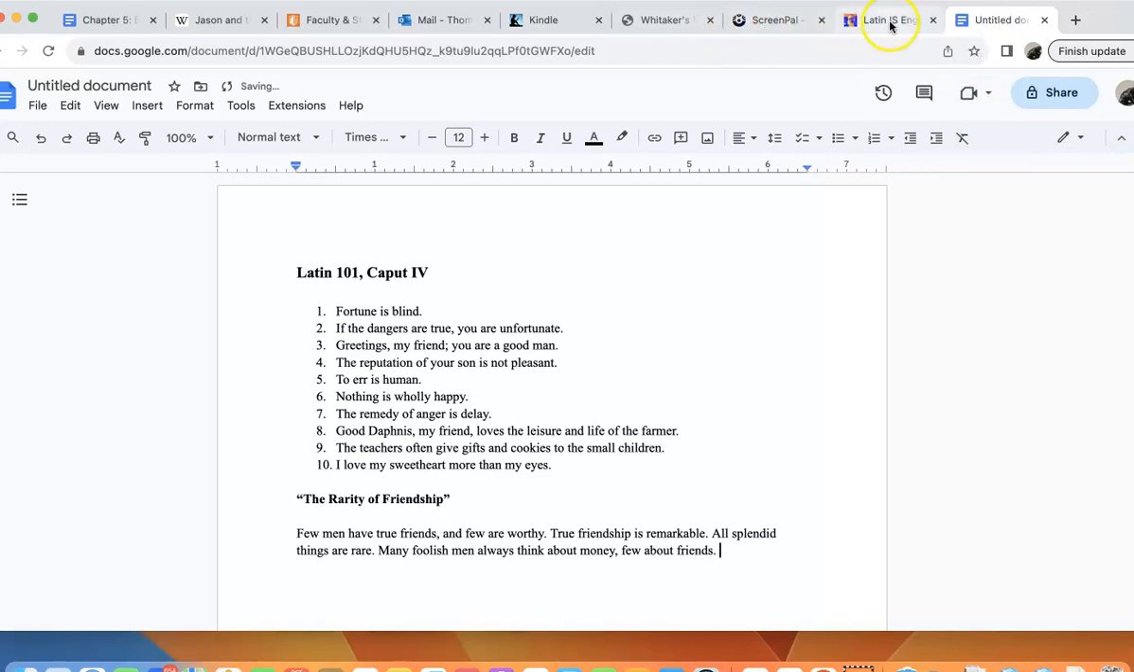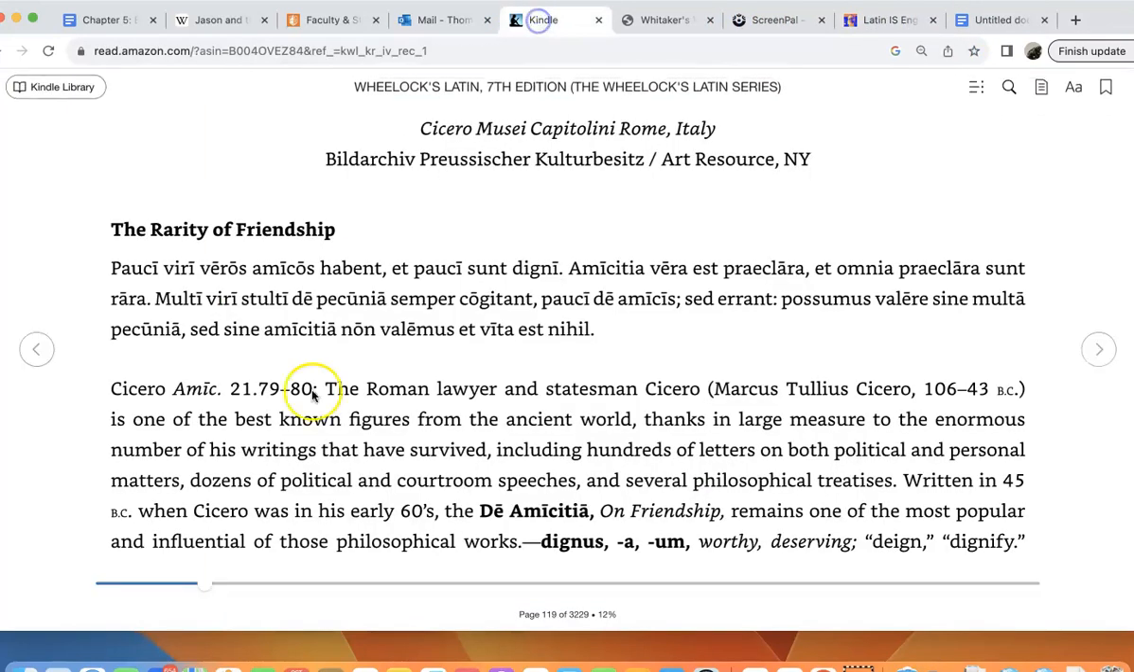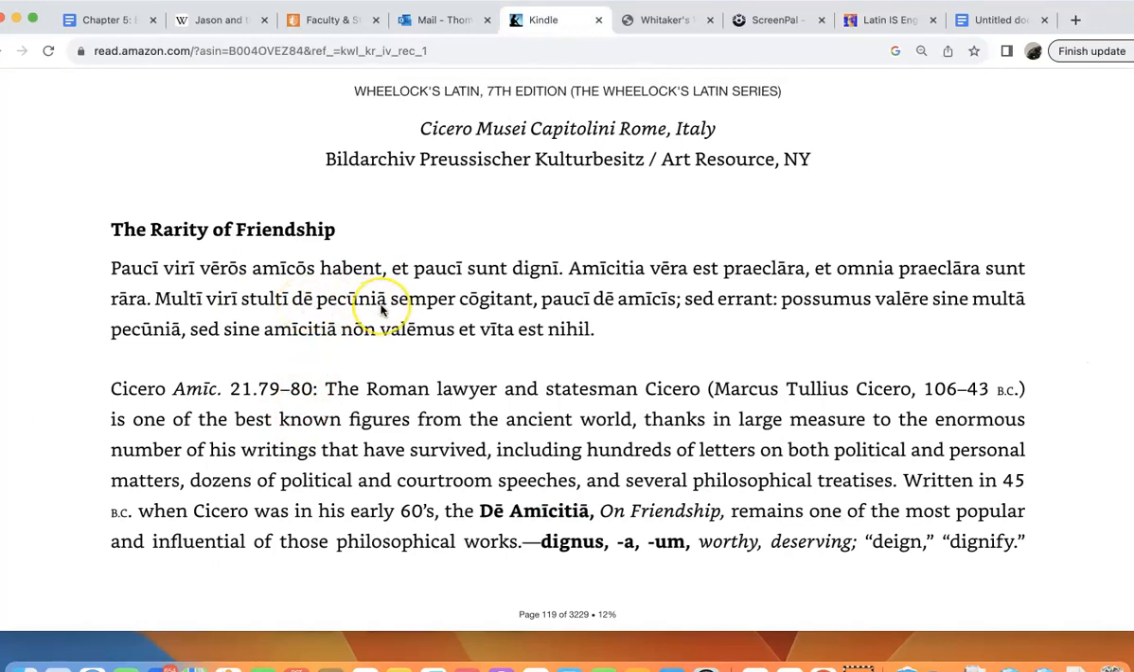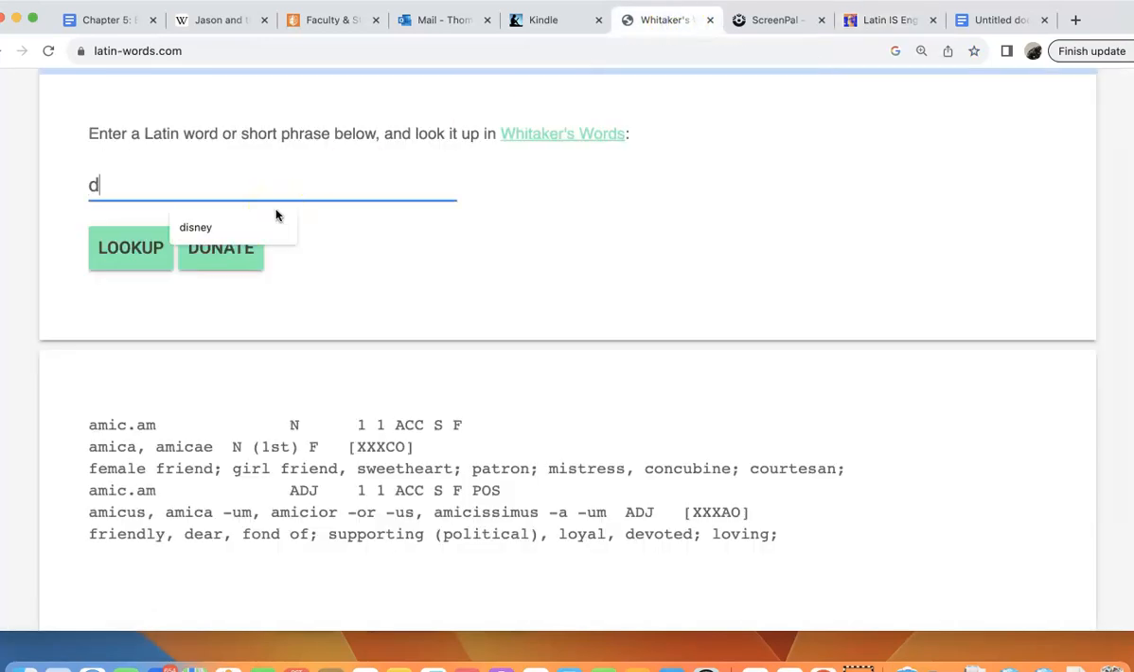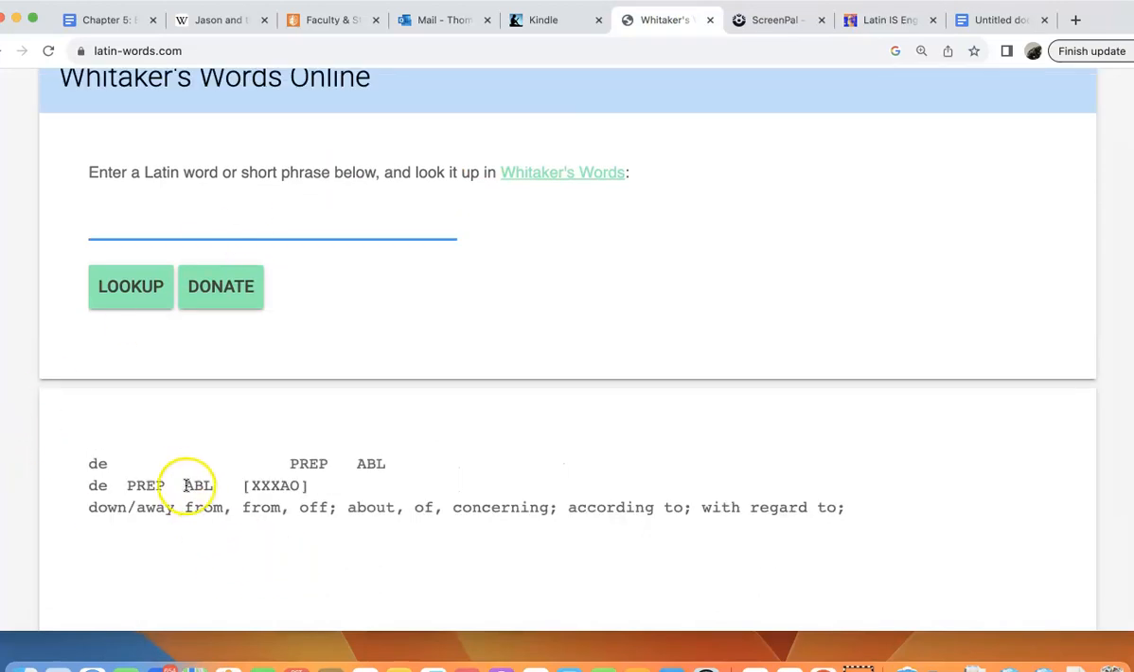Now the de we had before in chapter 1. De means about, and it's always followed by the ablative. So first declension ablative singular is a. But then second declension ablative plural is is. So if we look at our endings here, there it is, second declension ablative plural is. Why? Because de means about and is always followed by the ablative. We had this in chapter 1. If you can't recall, you got to take a look at the grammar here. And once again, it could be from is its most common way to translate it.